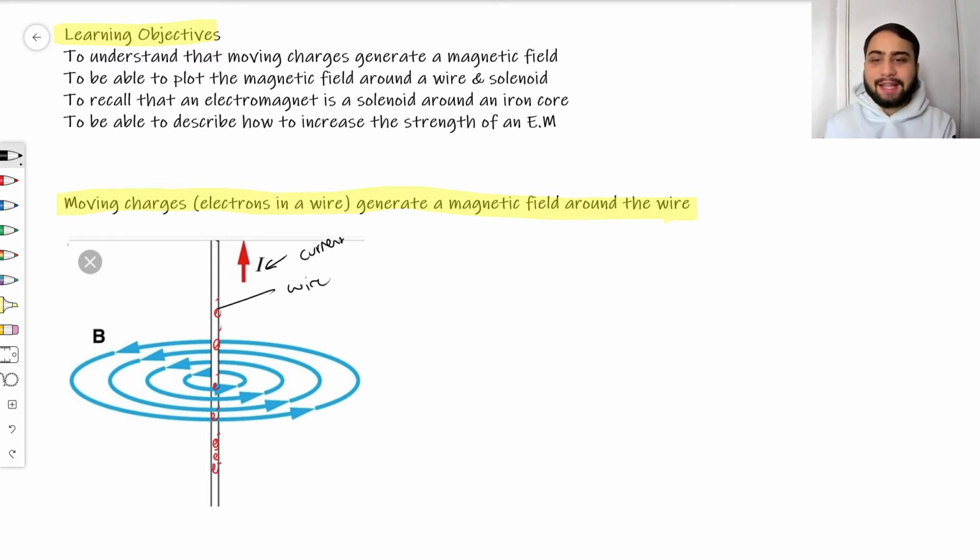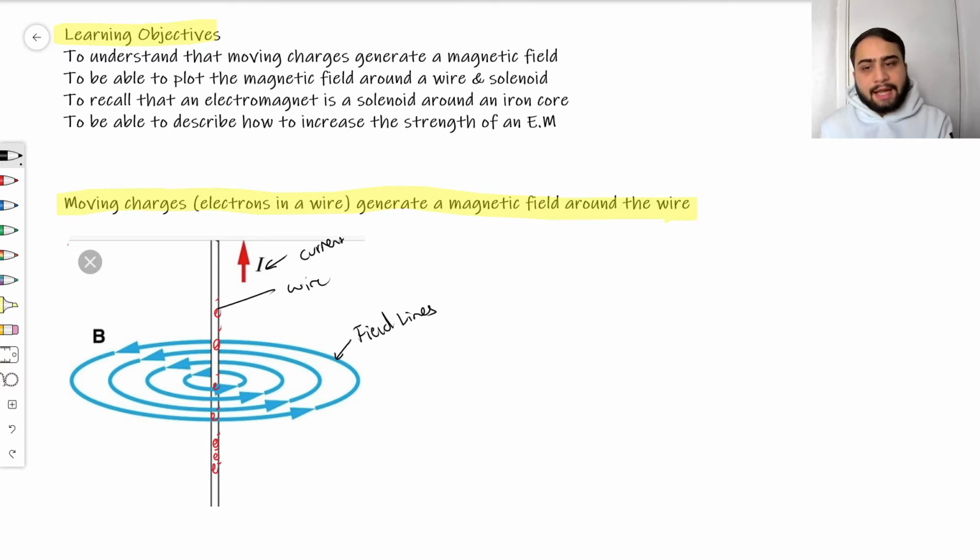So we can see that the current is moving upwards, and it's generating this 3D magnetic field here, which is represented by these concentric circles. So concentric really means a circle within a circle, like that. Okay, so these are the field lines.